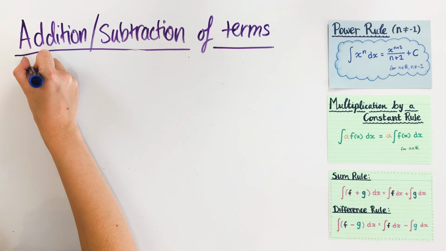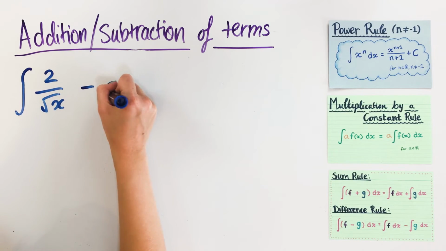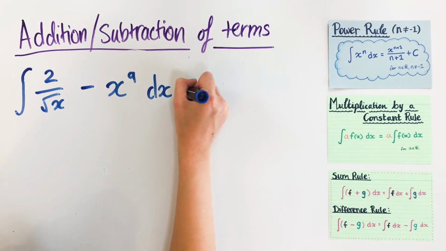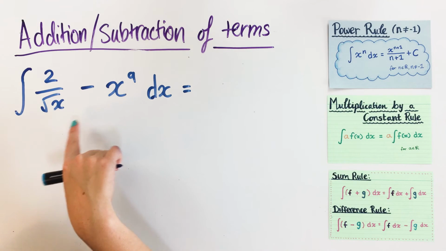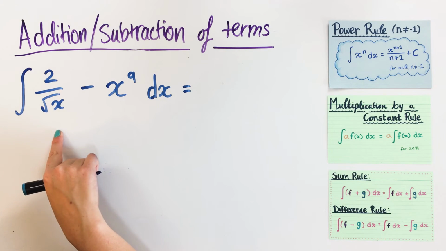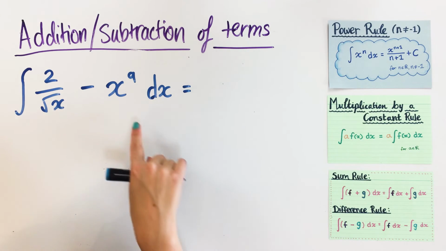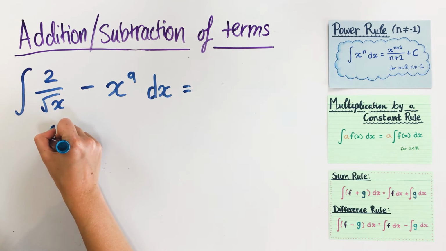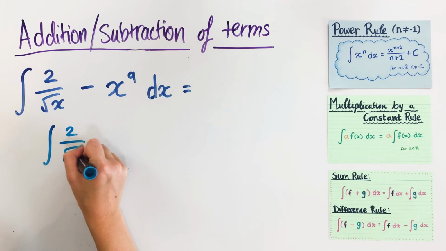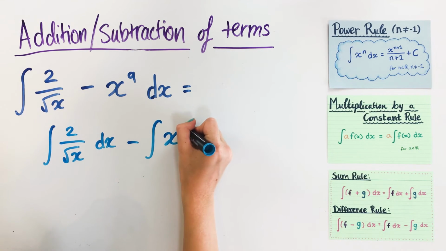Let's try one final question. Let's try the integral of 2 over root x minus x to the power of 9. So again, you can pause the video if you want to try yourself, or just watch me work through it. So the first thing to see here is we've got a term subtracted from another term. So using our difference rule, if we let 2 over root x be the f and x to the power of 9 be the g, we can say that this is equal to the integral of 2 over root x dx minus the integral of x to the 9.